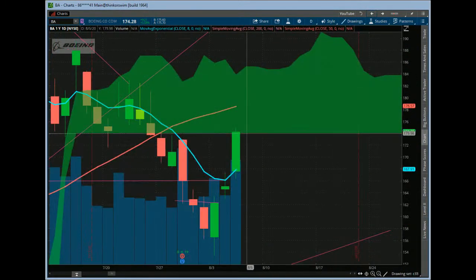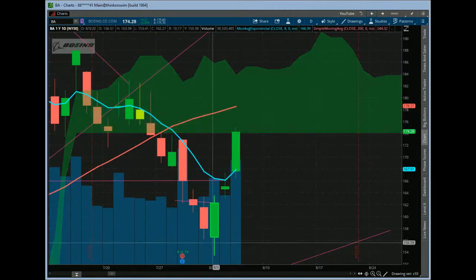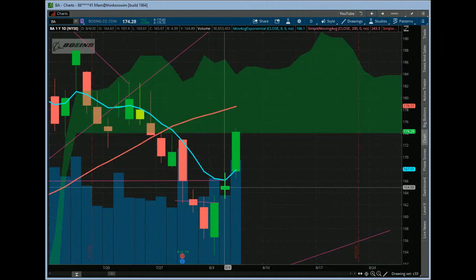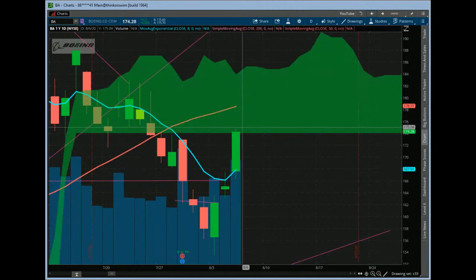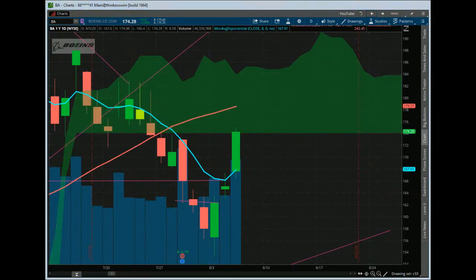And the daily chart's pretty cool. We kind of poked its head into the cloud, but really it's a nice reversal candle right here, doji sandwich, and then back up. So nice measured move up right there. So we'll see what kind of move we get as we enter the cloud on Boeing going in tomorrow. So that should be interesting too.